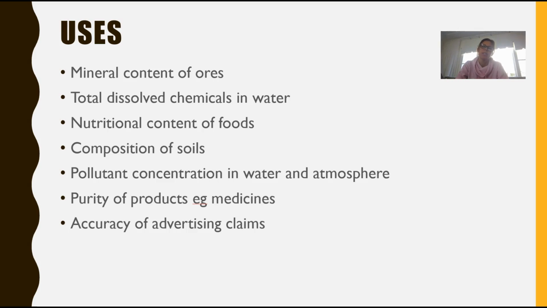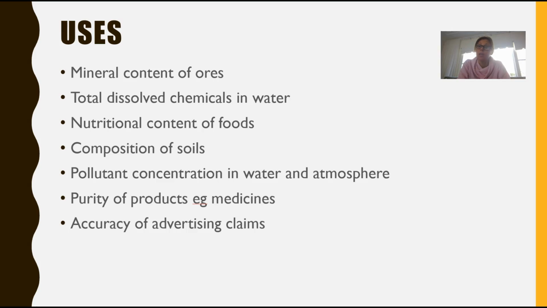Now, where could we use this? Obviously, we're looking at how we can apply these chemical ideas that we've been learning about through our chemistry course, and where these can be used in industry. So we can look at these for the mineral content of ores, which is quite important in the mining industry. They're wanting to know, is there enough of the ore that they're after that warrants spending a lot of money to mine that area?